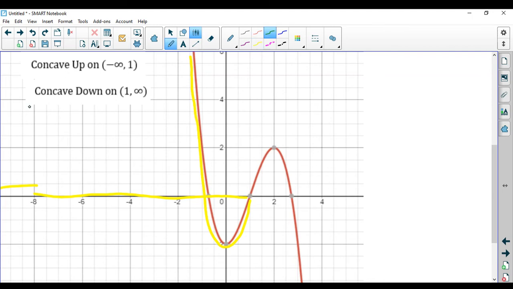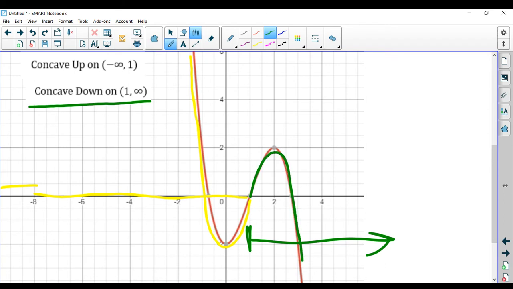Then we found after 1 and all the way to infinity, so from 1 to infinity, it was concave down. So if you trace the graph from 1 to infinity, it is indeed concave down. So that worked out.